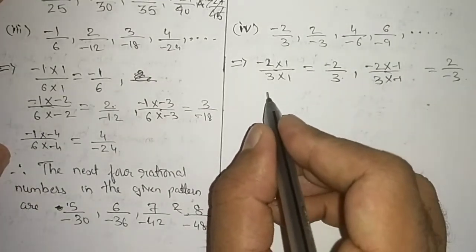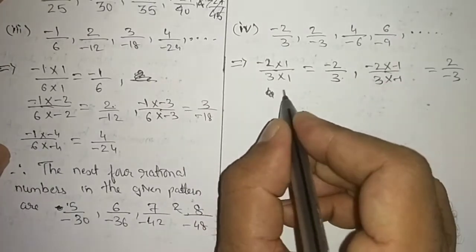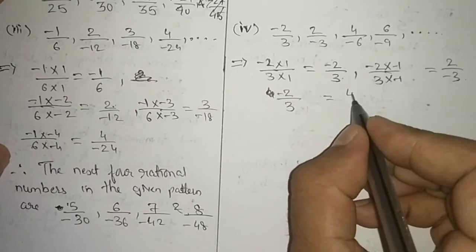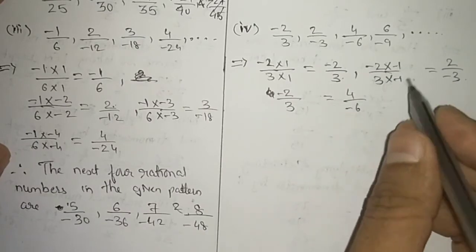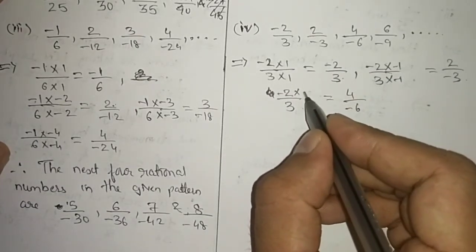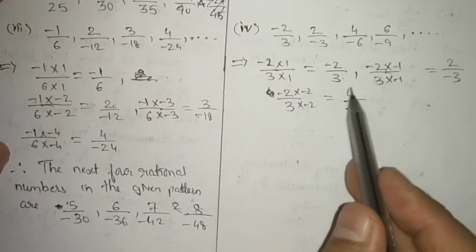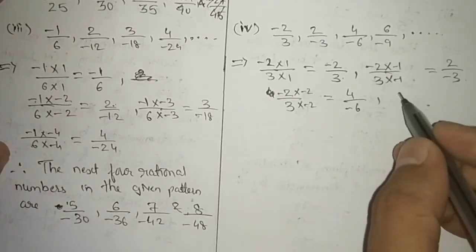Let us move to the third number. Third number, how we got? We have got, the number is having 4 minus 6. So how we got? We will multiply it by minus 2 in numerator and denominator. So we will get plus 4 divided by minus 6.